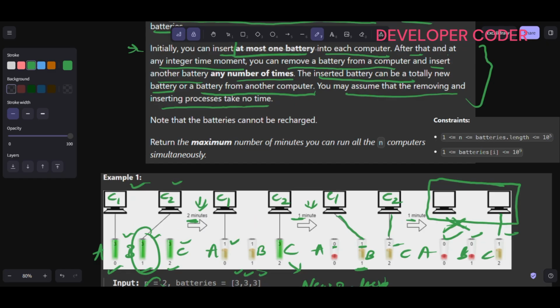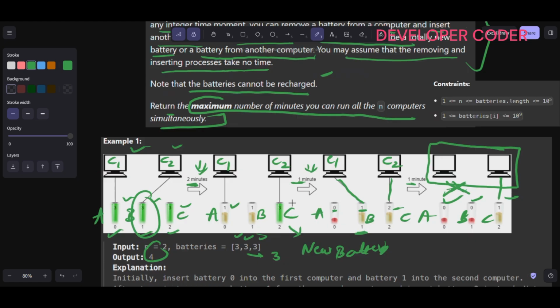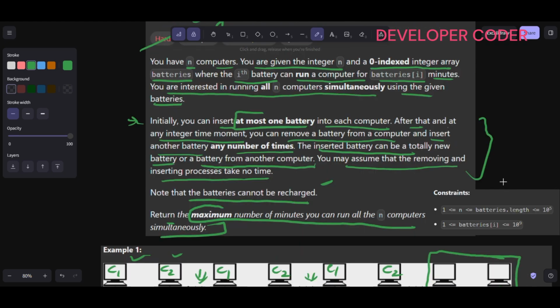Here also note that the batteries cannot be recharged, and what we have to return is the maximum number of minutes you can run all the n computers simultaneously. So that is why we are getting the output as 4 here. Okay, and these are the constraints.